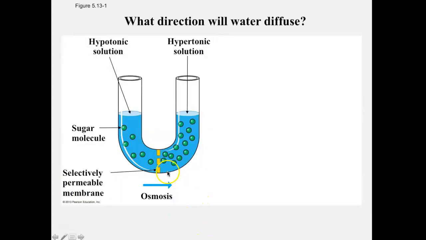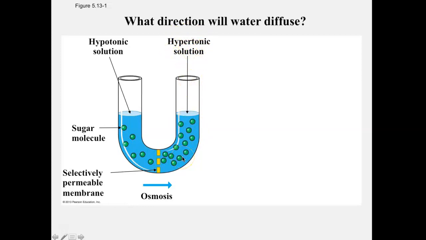Okay, so we have another example. We have solute molecules, right? We have a little barrier here. The solute molecules don't go through, but water can. So osmosis is the diffusion of water. We have a hypotonic solution where we don't have many solutes. We have a hypertonic solution where we have many, many solutes.